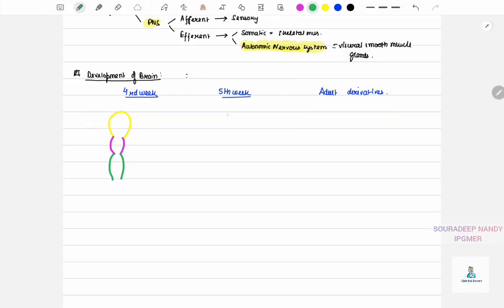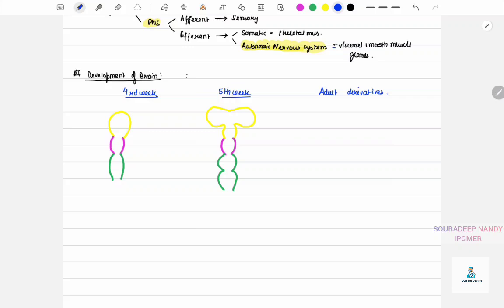In the fifth week of intrauterine life, the prosencephalon matures and divides into two parts. The rostral portion, that is the cranial portion, bulges out and forms the telencephalon, and the caudal portion remains as it is and forms the diencephalon. The mesencephalon does not show any change, whereas the rhombencephalon also becomes divided into two parts: the metencephalon and the myelencephalon.